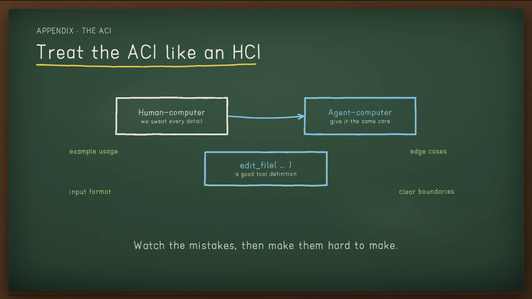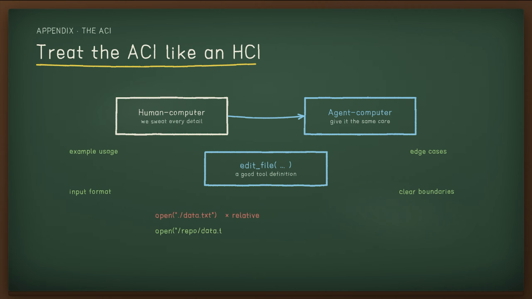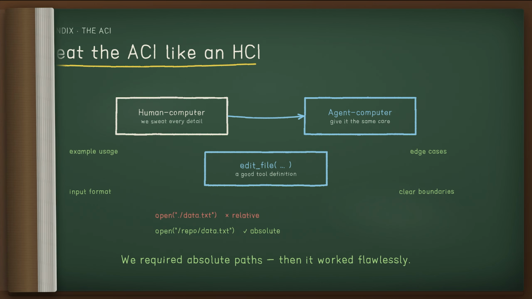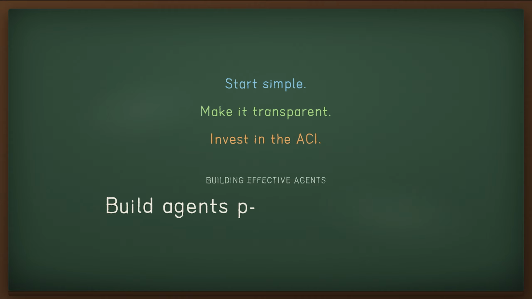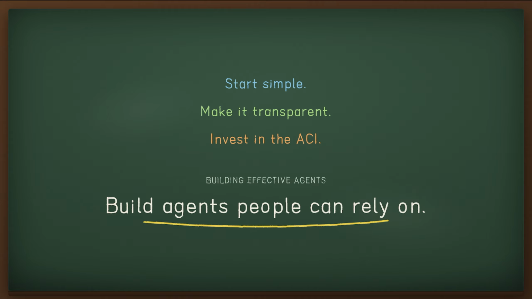Building our SWE-bench agent, we spent more time on tools than on the prompt. The model kept slipping on relative file paths once it left the root directory. So we required absolute paths, and from then on it used them flawlessly. That's the whole picture. Start simple, add complexity only when it earns its place, keep it transparent, and invest in the interface between your agent and its tools. Do that, and you'll build agents people can actually rely on.